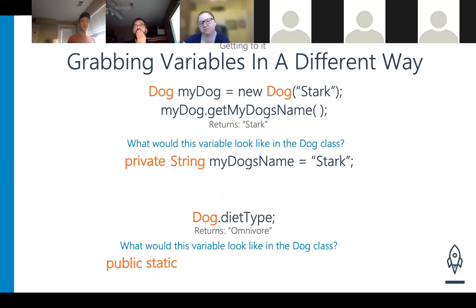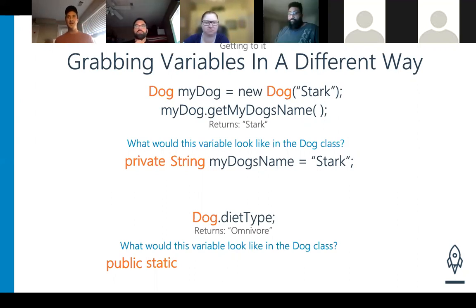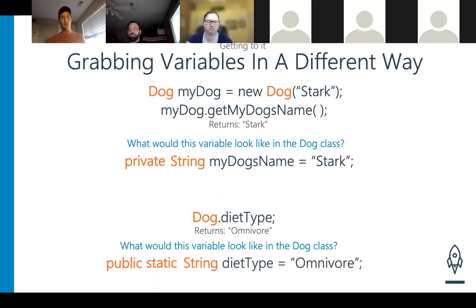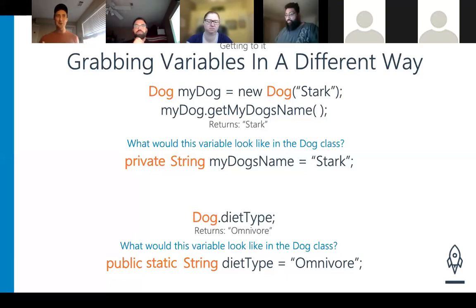All right, what else? Can you talk me through it? What else is it going to say here? Remember, this isn't a method because we don't see parentheses here. It doesn't say dot dietType with parentheses. So it can't be a method. It's going to be a String. Very good. Yeah, it's going to be a variable. String dietType equals omnivore. That's what we're looking at here. So this is what this would look like if we compiled it down into the Dog class. Look at that. We're able to see the variable and now transpile it to what it's actually going to look like in the class.